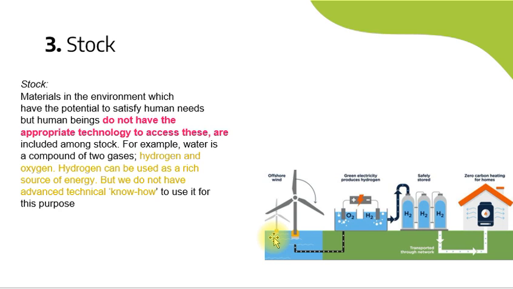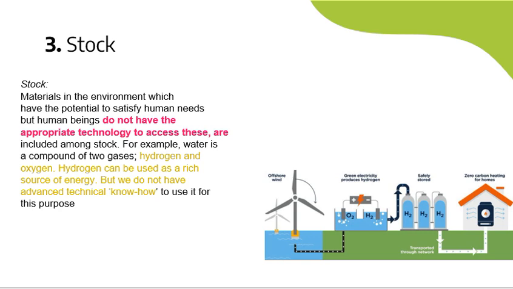Now moving on to the third category. The third category is that of stock. Now what is a stock? So these are the materials which are there in the environment and they have potential to satisfy human needs also, but they have not been put to use or we do not have appropriate technology to access them. जैसे कि hydrogen है, right? Hydrogen or water, we know that water is a compound of two gases, hydrogen and oxygen, right? But hydrogen can be used as a rich source of energy, but we do not have advanced technical know-how.